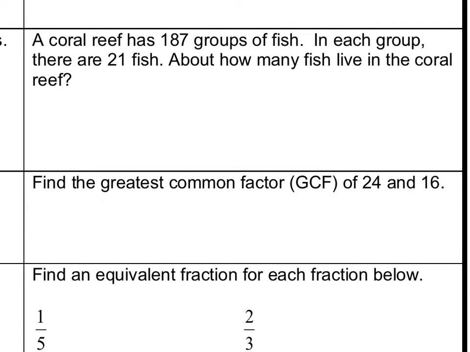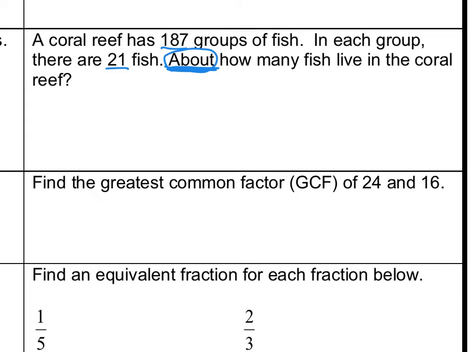A coral reef has 187 groups of fish. In each group, there are 21 fish. Okay, got to notice that. About how many fish live in the coral reef? When you see the word about, it gives you permission to estimate, and estimate means round.